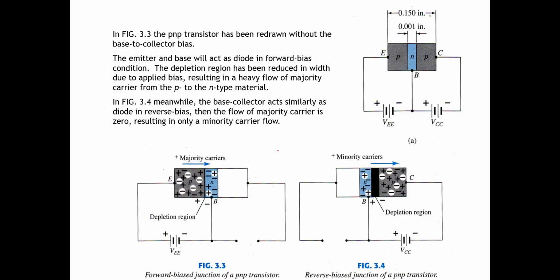Okay, so this is the PNP. If we control using the base here, we can deliver the majority carrier from the emitter to the collector. In the PNP, the majority carrier is the hole. So we can control the holes from the emitter to the collector. And then, how do we deliver a current, how do we control the current?